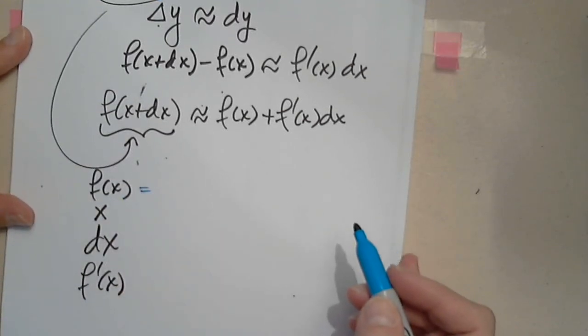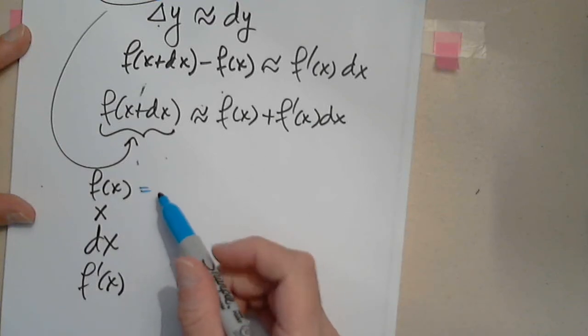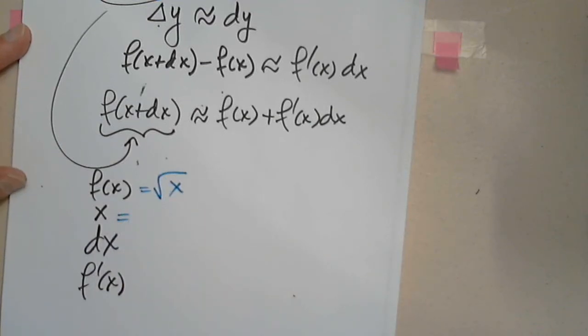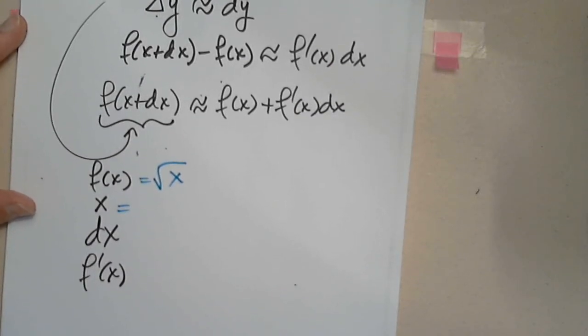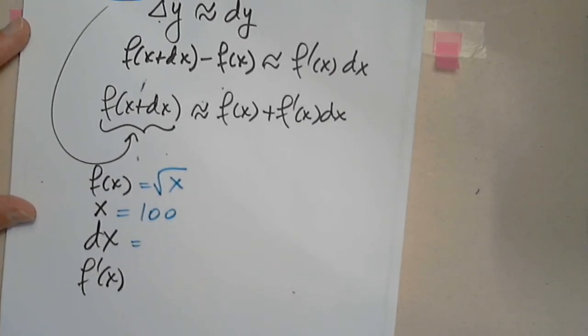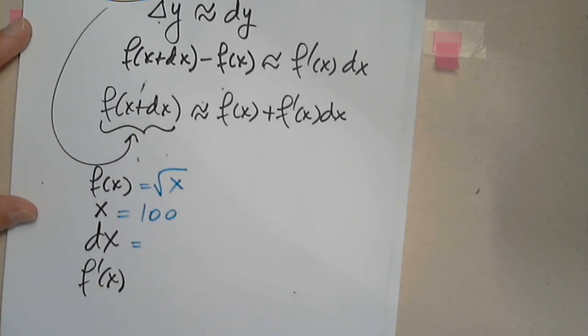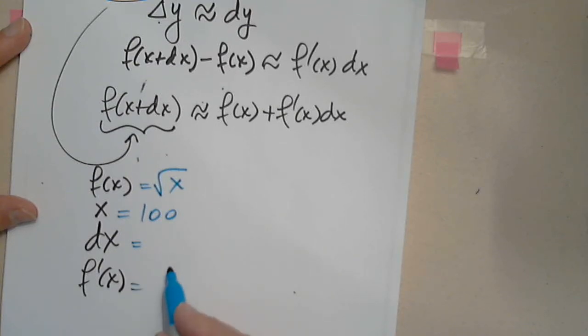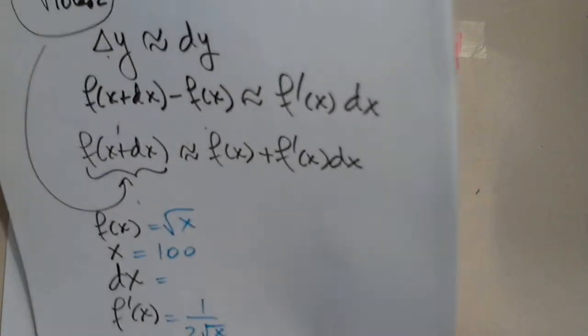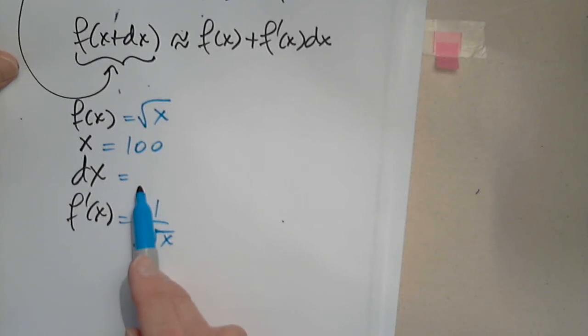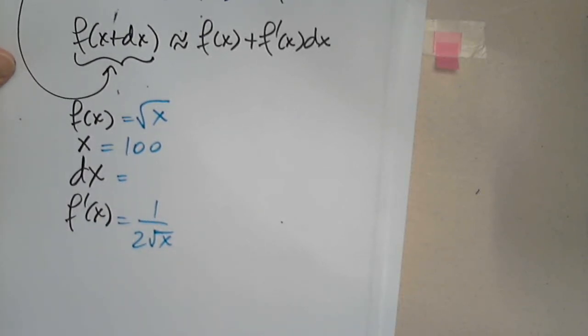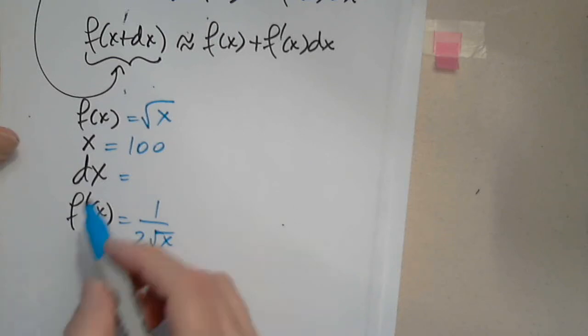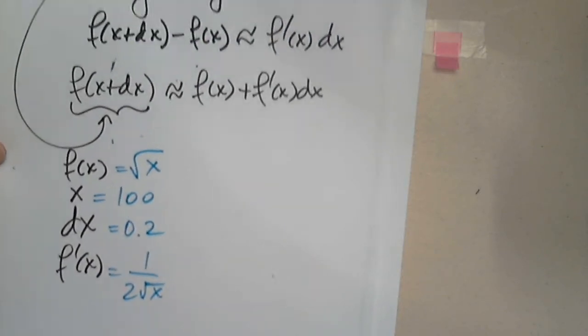Okay, so f of x is radical x. That's it. It's 100. Excellent. Careful, dx. That is 1 divided by 2 radical x. So this one, but I want to find dx. That's correct. F prime is indeed 1 over 2 the square root of x, but I want dx. 0.2. Very good. We're done, right?